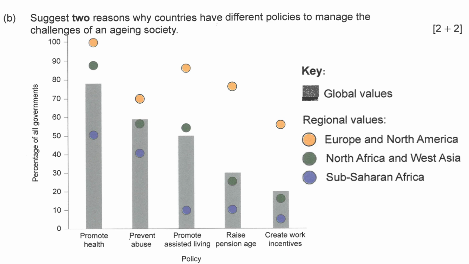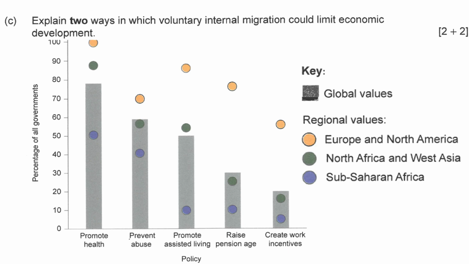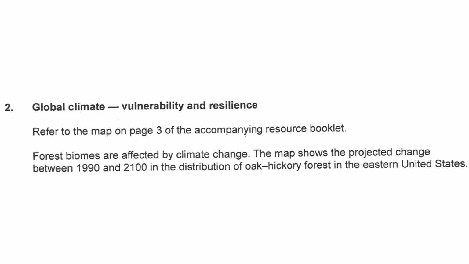Welcome back. If you really don't know it, revise that part again. Human geography, right? Work hard, you can do it. Next question: explain 2 ways in which voluntary internal migration could limit economic development. 4 marks. Work on it. Pause. Welcome back. Next one on question 2.